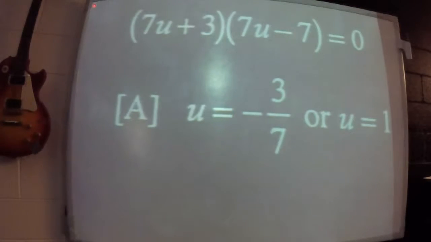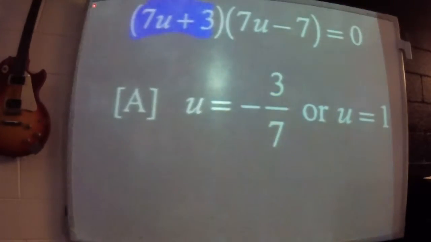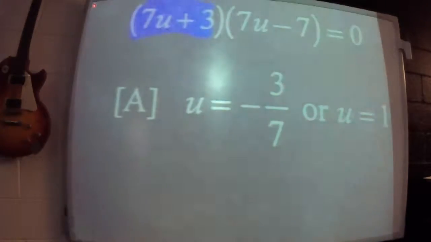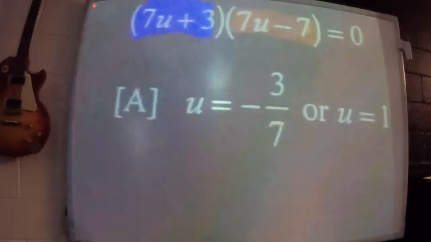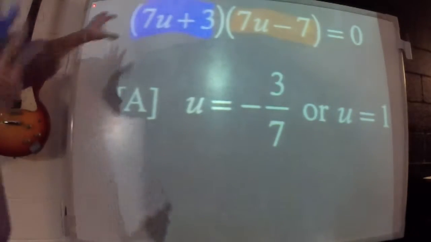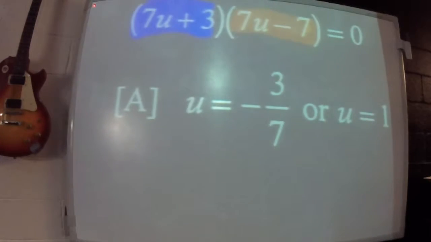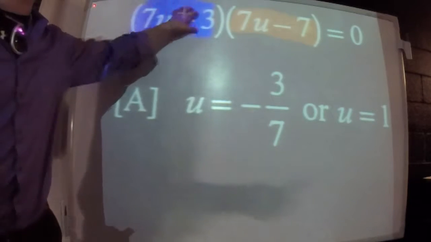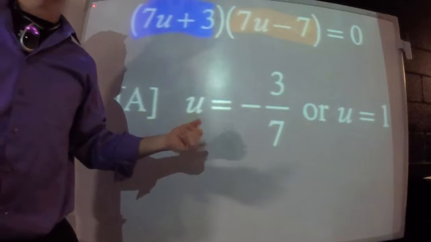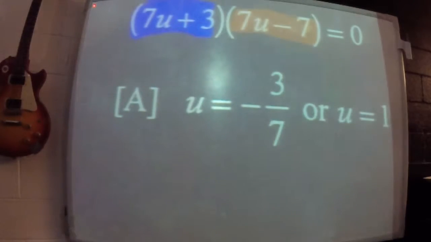All right, we're multiplying two binomials. The first one is 7u plus 3, and the second one is 7u minus 7. So if you're multiplying two things and it equals 0, what do you need to do? Make each one equal 0. And you see I do this below. 7u plus 3 equals 0, or 7u minus 7 equals 0.